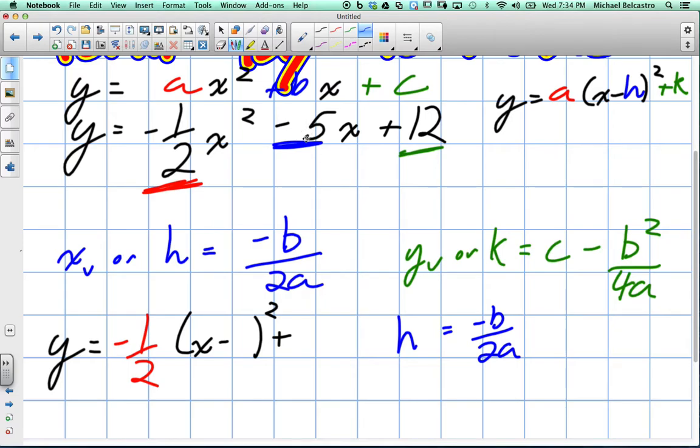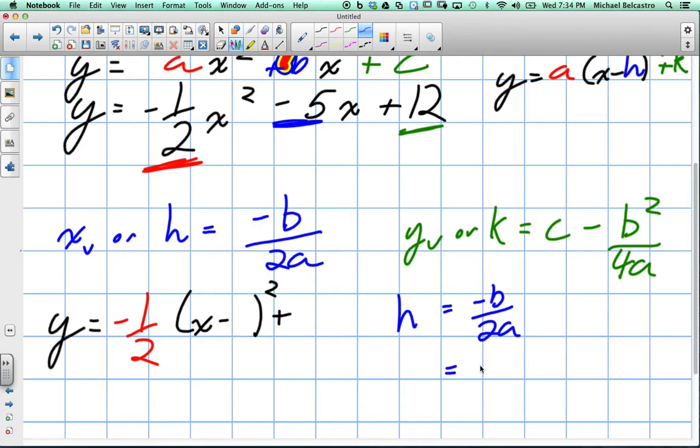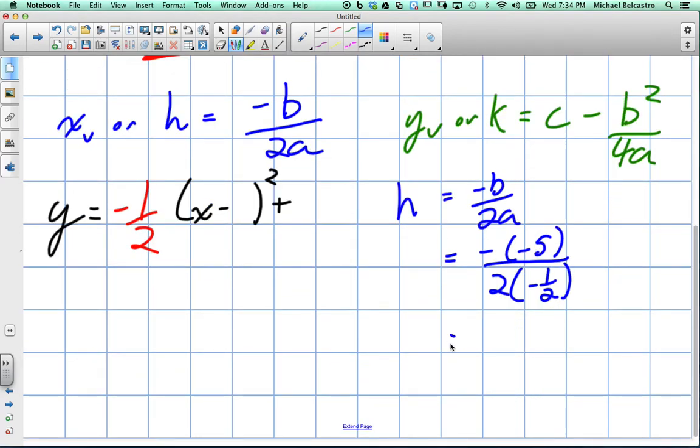Well, our b is negative 5, and our a is negative half. So that's going to become negative negative 5 over 2 times negative a half. So we're going to have to do a little math here. Negative negative 5 is positive 5. And 2 times negative a half, well, half of 2 is 1, and it's a positive times a negative, so it's negative 1. 5 divided by negative 1 is negative 5.